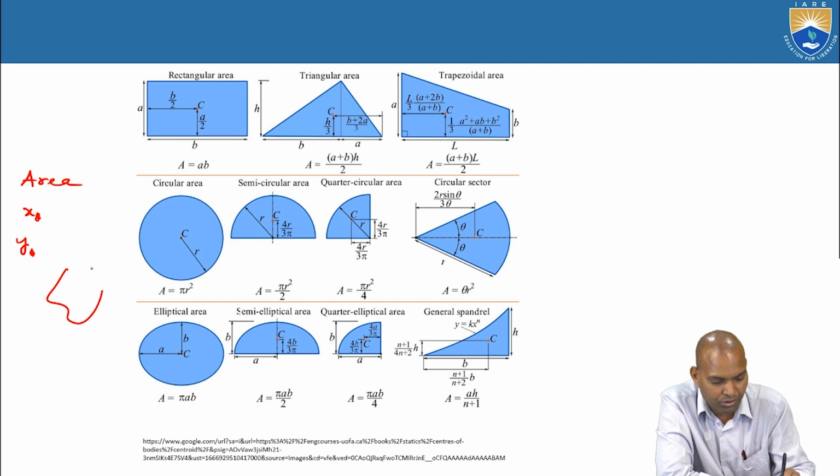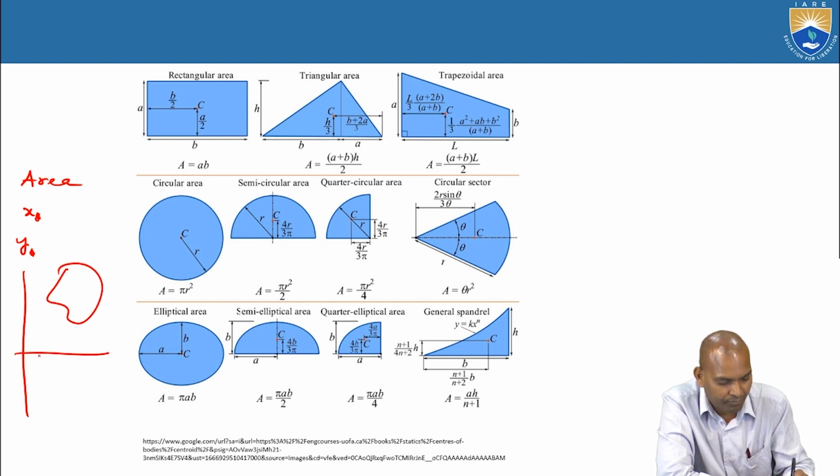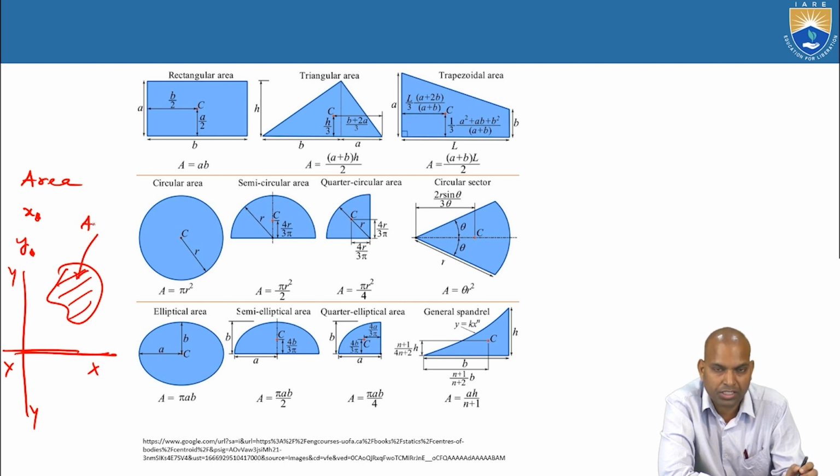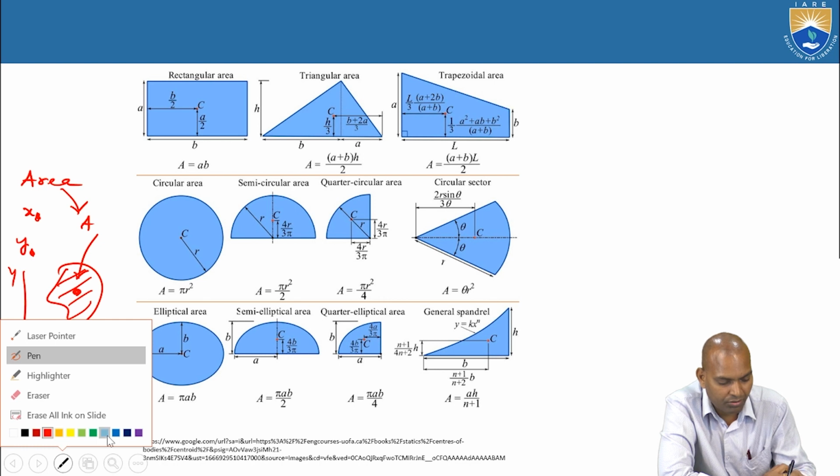Now, suppose you understand here, this is the horizontal reference axis x, and this is the vertical reference axis y. This is the area of the section, A. A is the area of the section. We want the area of this geometry, and the distance to the G point. What is the centroid of this?